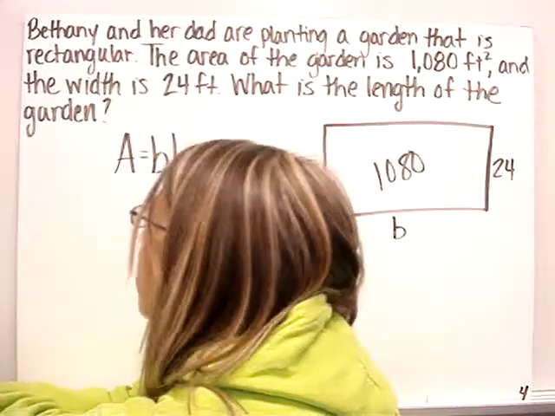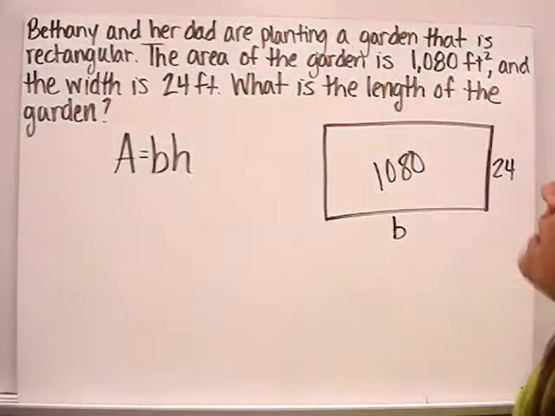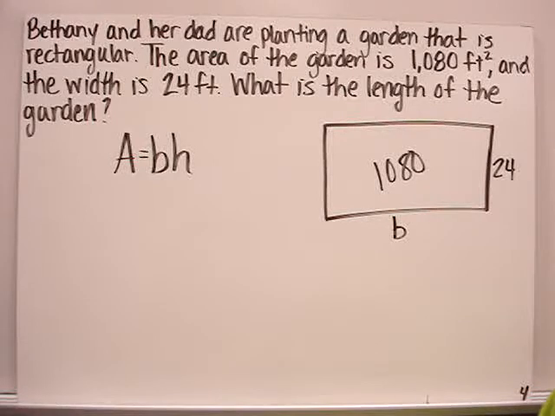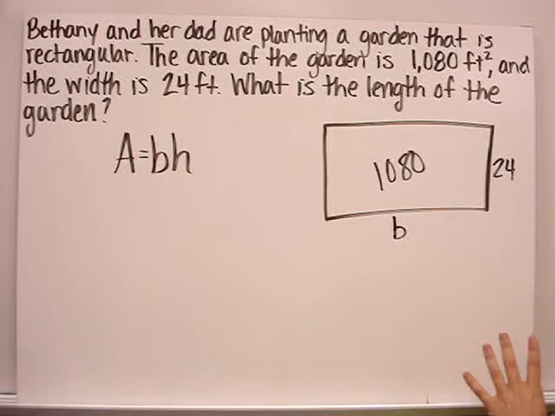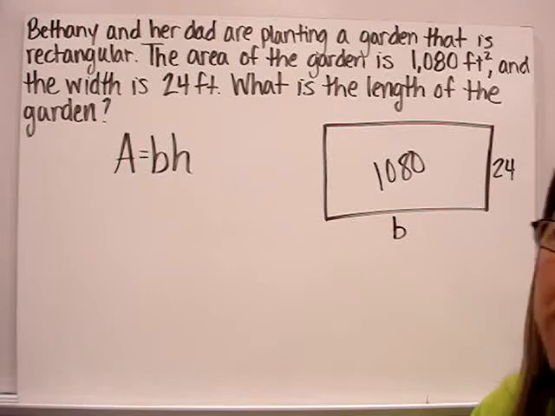Here is a little bit of problem solving for you. Bethany and her dad are planting a garden that is rectangular. The area of the garden is 1,080 feet squared, so that's the area, and the width is 24 feet. What is the length of the garden?